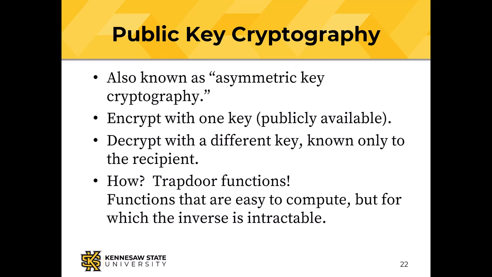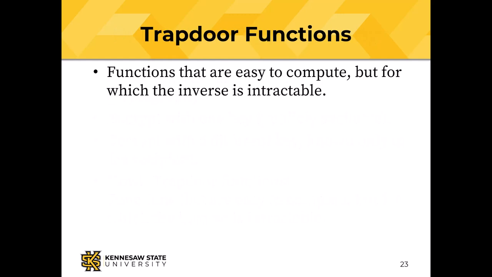A trapdoor function is easy to compute, but undoing it, the inverse, is a problem that is called intractable. And if you remember reading the book, an intractable problem is one for which we know the solution, but the amount of computation that it would take to find the solution is impractical. Okay, a trapdoor function: easy to compute, the inverse is intractable.